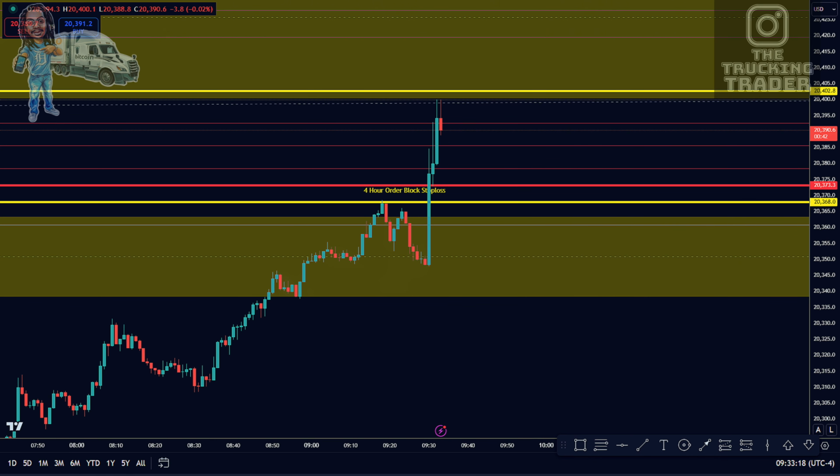So this is the 1-minute time frame. Notice how the market came down. It went into that 4-hour order block, hit the midpoint of the 1-hour wick, and then it came back down, hit the midpoint of the 4-hour order block, and then it spiked back up on a 1-minute time frame. So what does that tell us about price action when we're watching this live? It tells us that the market wants to continue to go higher.